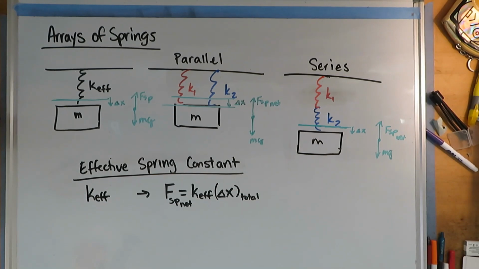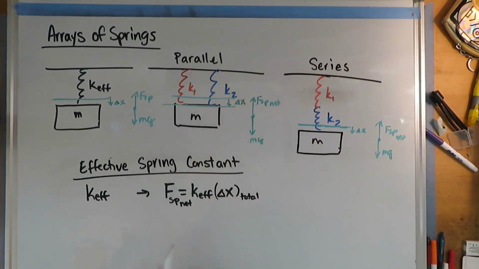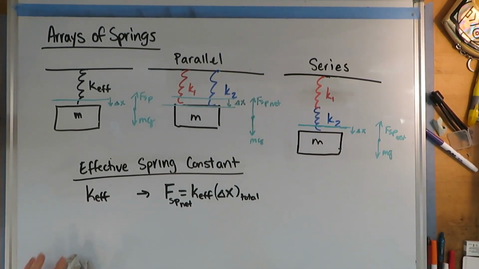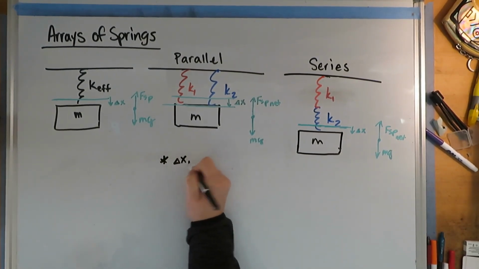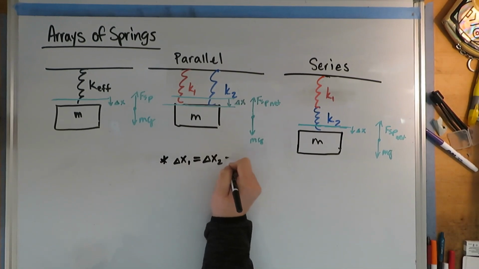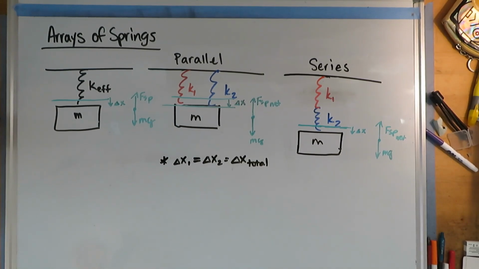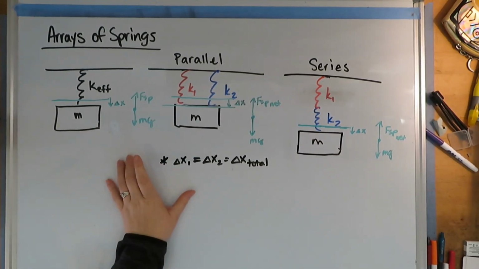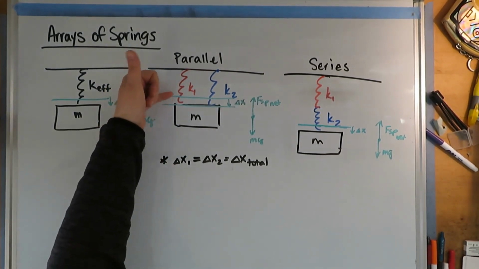So what we can do is make some assumptions in these two different cases so that we can figure out the effective spring constant. That effective spring constant is going to tell me how these are related. When you have an array in parallel, there's one big assumption that we make: we assume that the delta X for each of the springs is equal to the overall delta X for the system. That is the assumption that we make over here in parallel. They're going to have different spring constants.